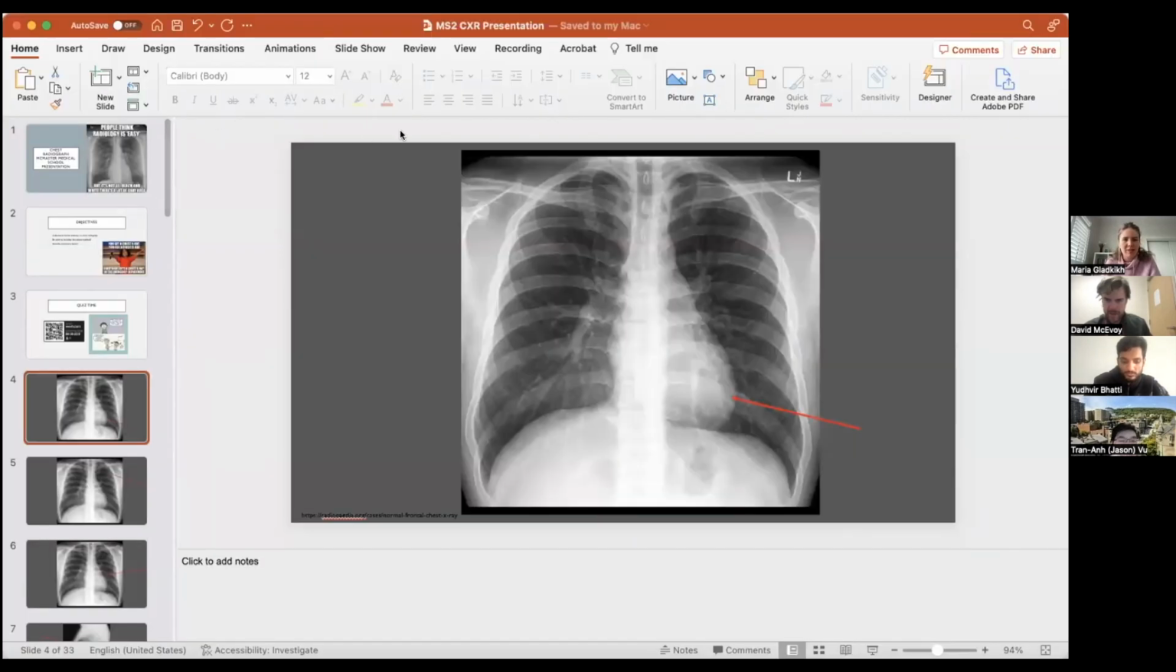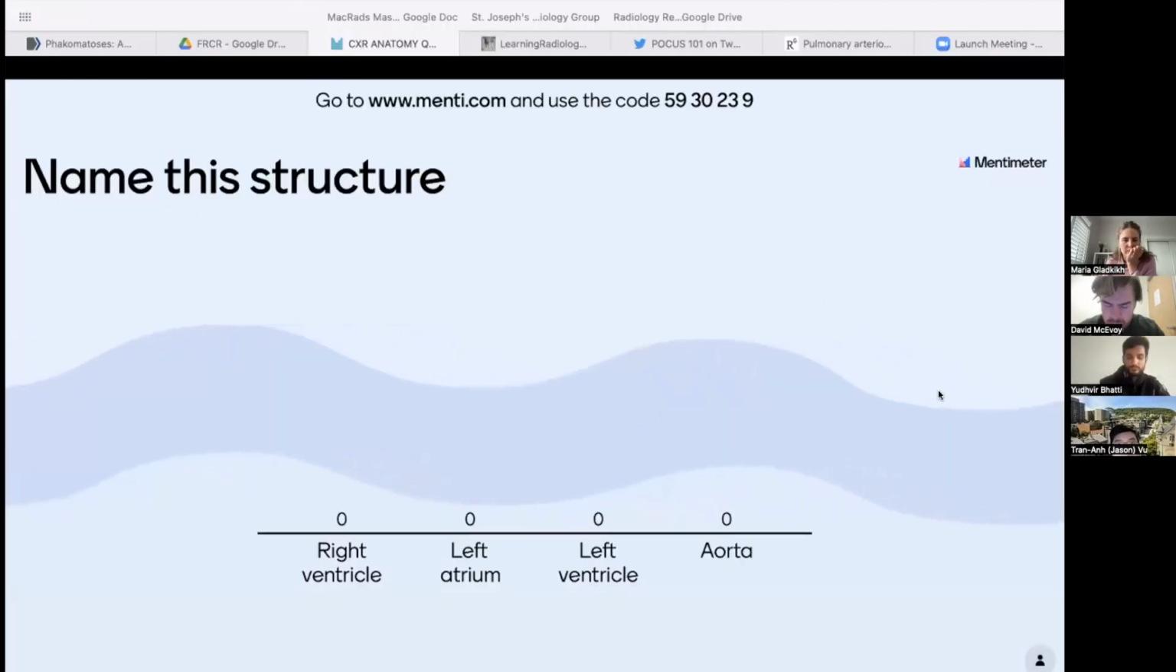Okay. Can you see this? Are you seeing the chest x-ray? Yes. Okay, perfect. So I'll give you 2 seconds to look at it, and then I'll flip back to the other thing. That was really silly of me. Okay. Go ahead. I hope it works. I've never used Menti before.